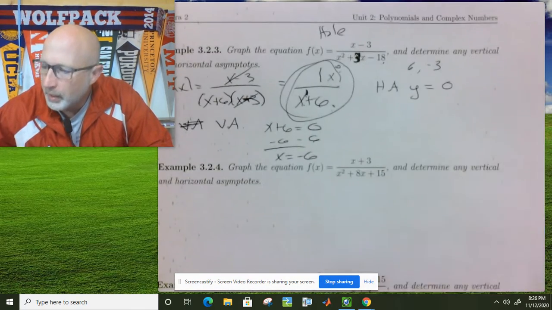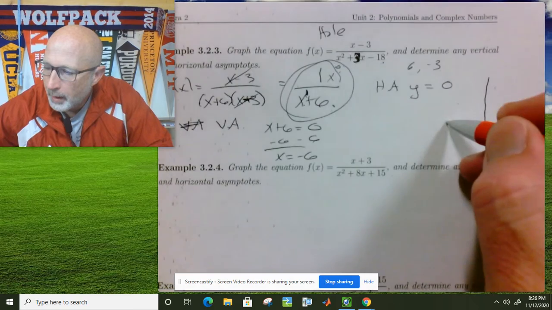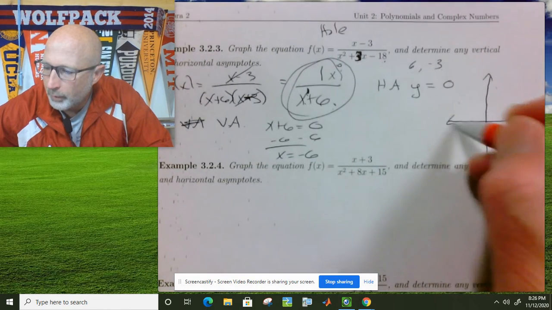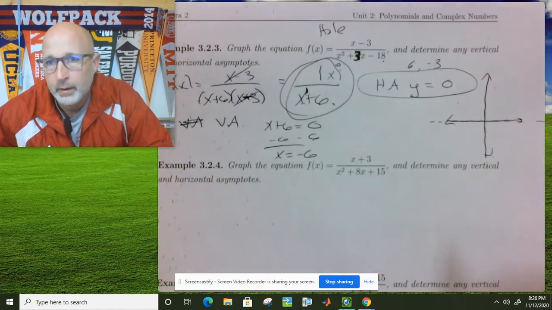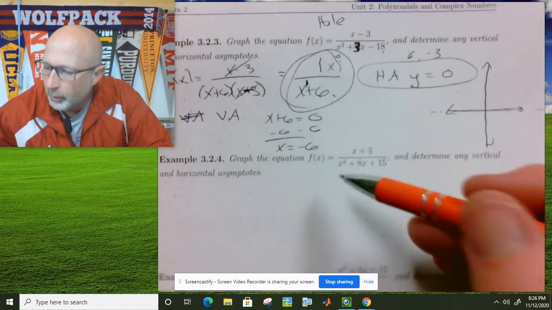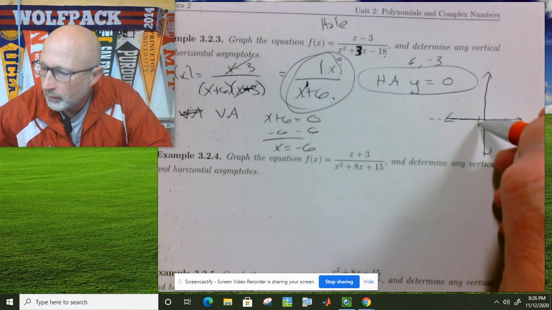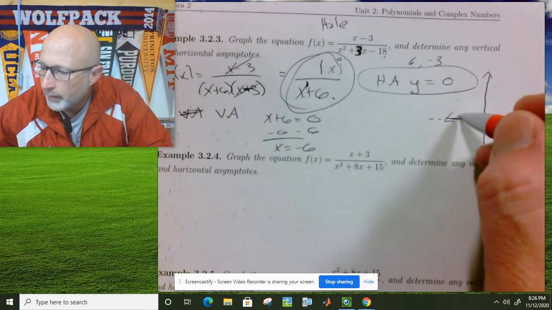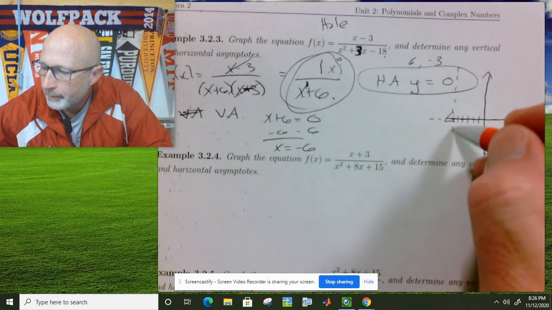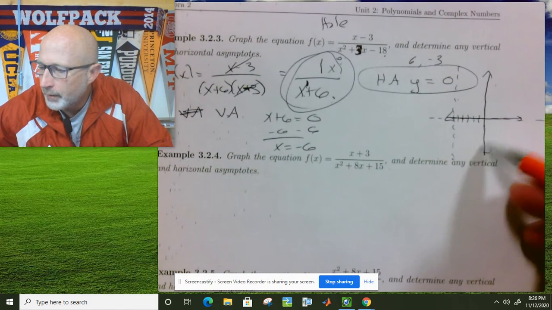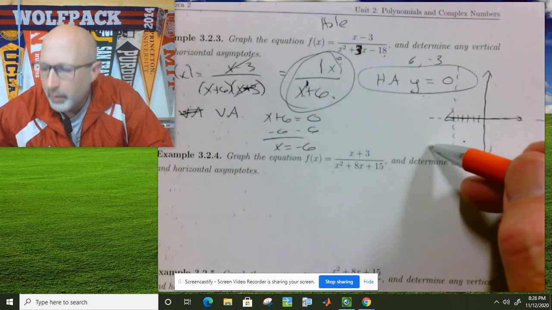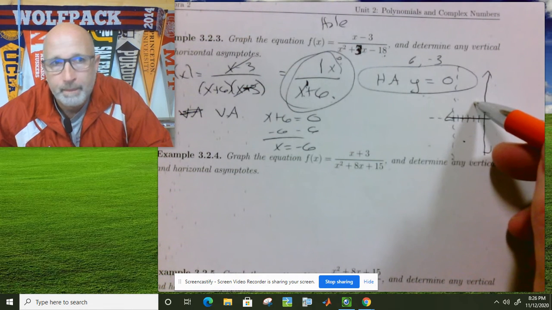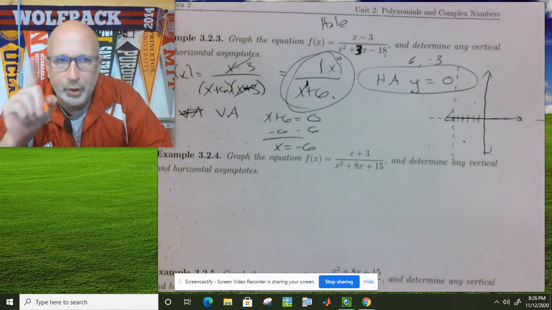Okay, so here's what I noticed so far. I know there is a horizontal asymptote at y is equal to 0, which is right here. I know there is a vertical asymptote at x is equal to negative 6. 1, 2, 3, 4, 5, 6. So the graph is either going to be down here and up here, so there, or there and there. Now you have to remember, there's still one thing I have to go back and do at the end here.